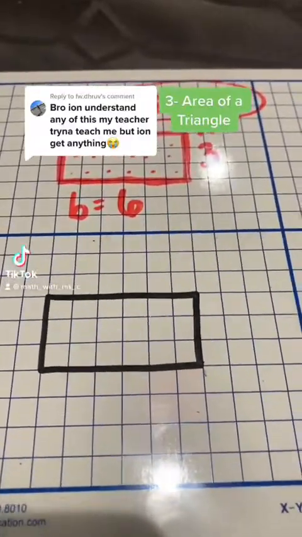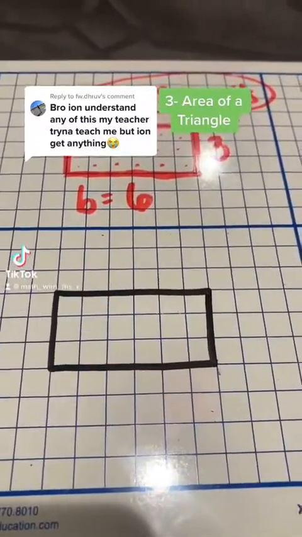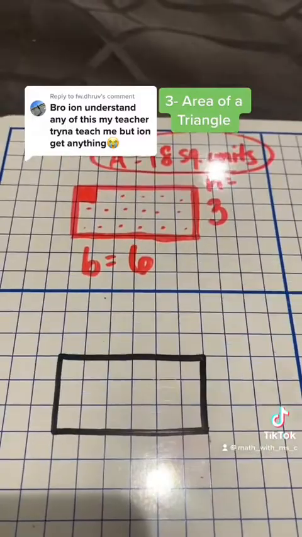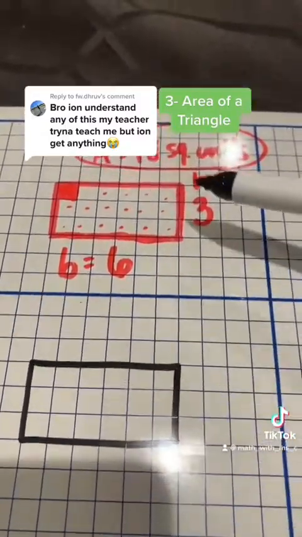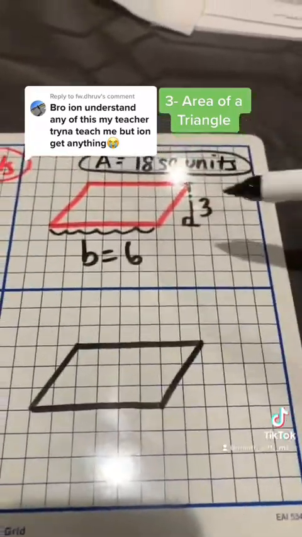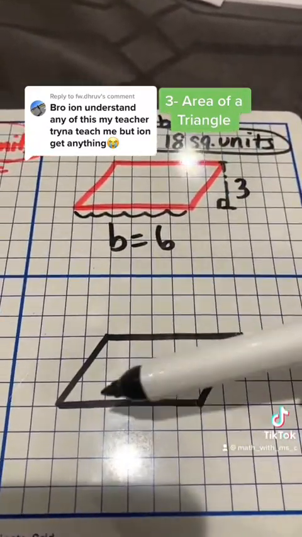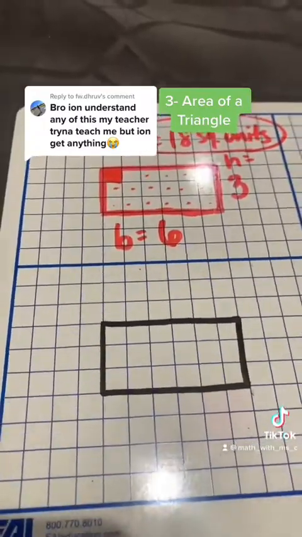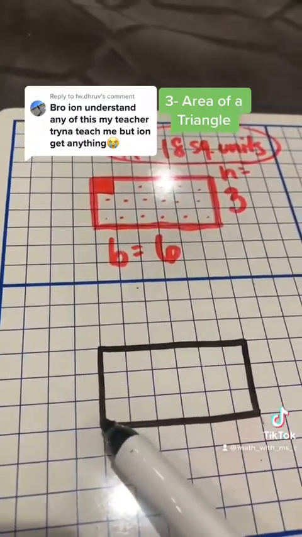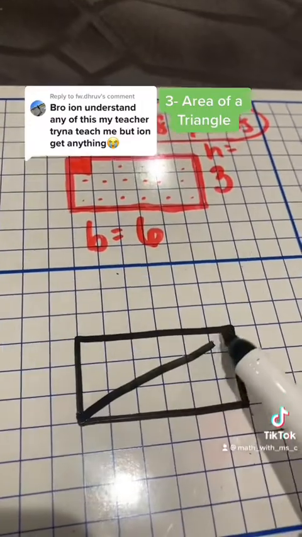Now I'm going to help you understand the formula for area of a triangle. So if you notice, I drew the same shape. It has a base of 6, height of 3 as this rectangle. And this parallelogram, I drew the same shape, base 6, height of 3. What if I were to cut this diagonally in half?